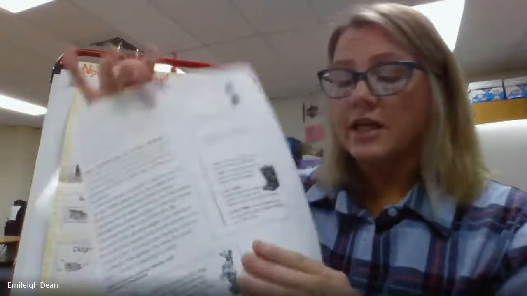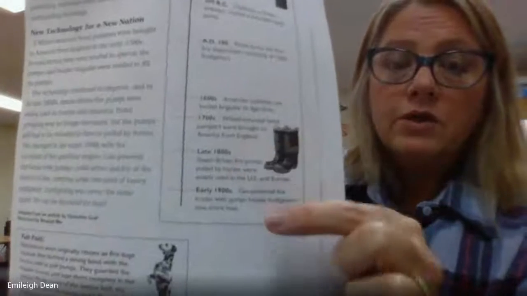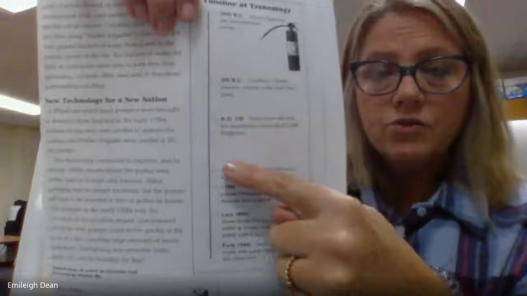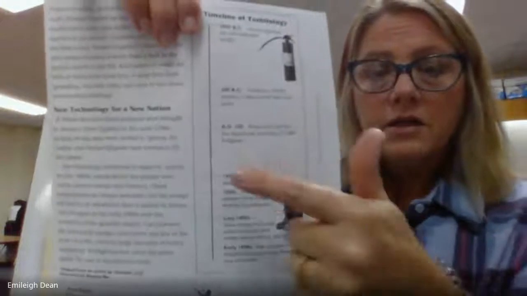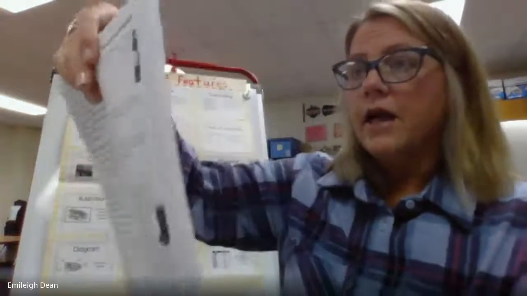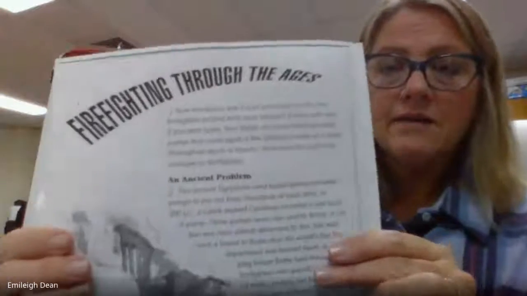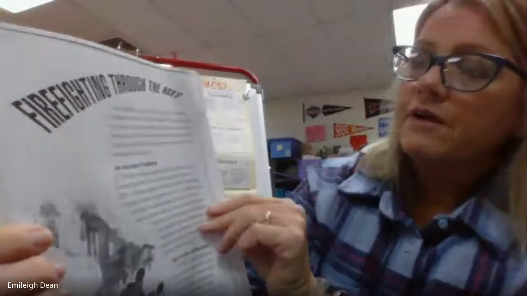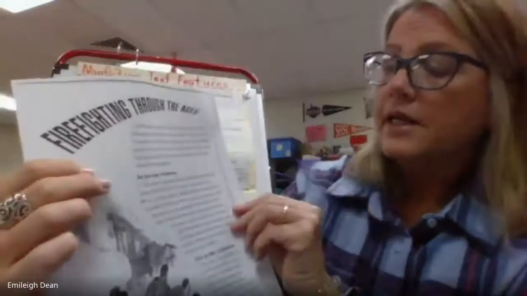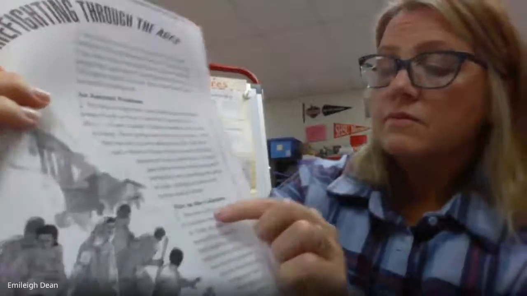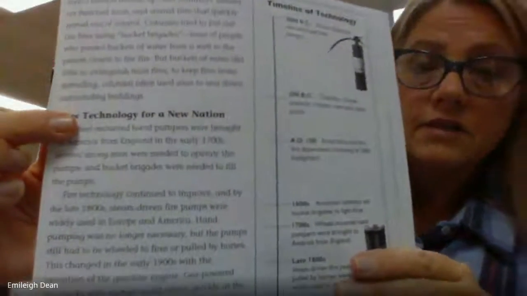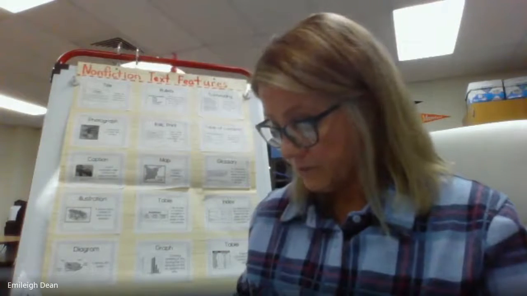So those are very close together. Actually, the horse-powered one and then the steam-powered. So it tells me through history, shows me a timeline with different dates. And this supports the main idea of the article that there's been firefighting through the ages, beginning with ancient problems to colonies to new technologies in a new nation, talking about the United States.